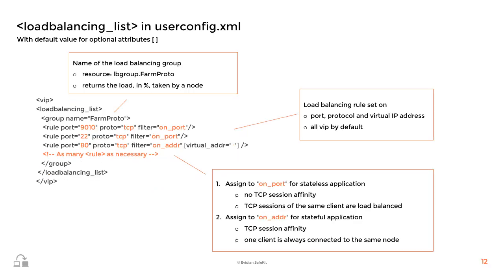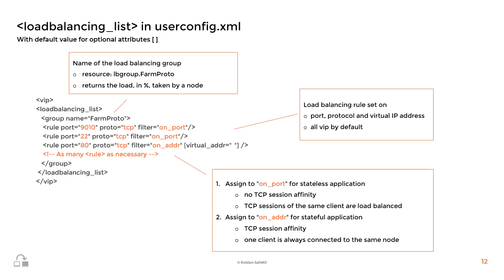The load balancing rules are configured in the load balancing list tag of userconfig.xml. First, as shown in the text box, a resource is associated with the name of the load balancing group. This resource returns the load in percentage taken by a node. Then the load balancing rules are defined. For example, a load balancing rule is set on the TCP port 9010. This means that when clients initiate TCP connections to the port 9010, their connections will be load balanced between nodes.